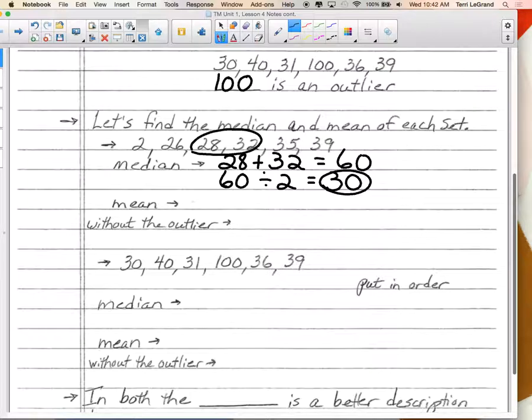This is where Kate's going to be counting on you guys because you're going to add them all together and get a sum. Where's your calculator?